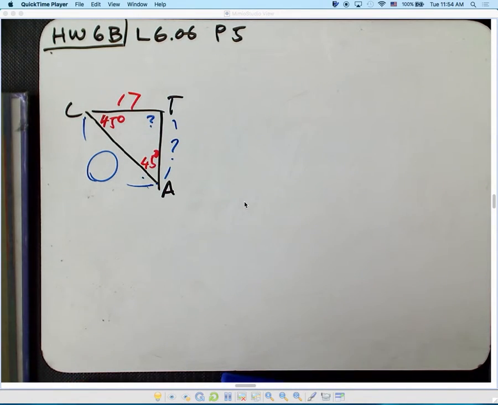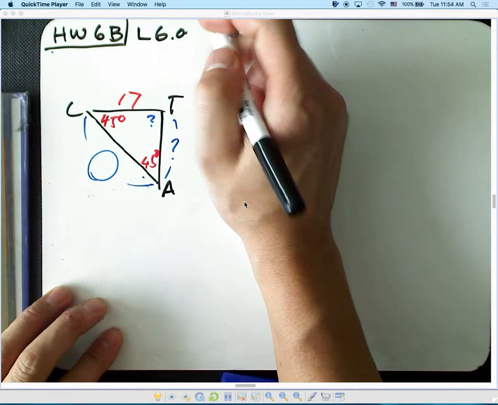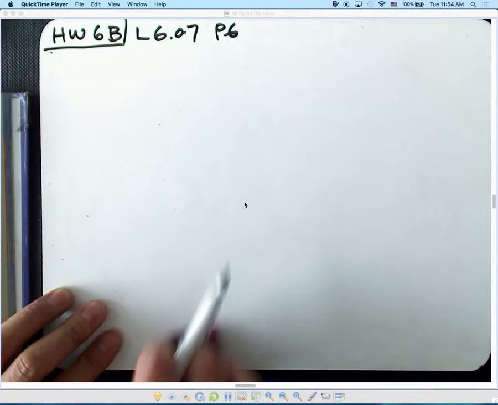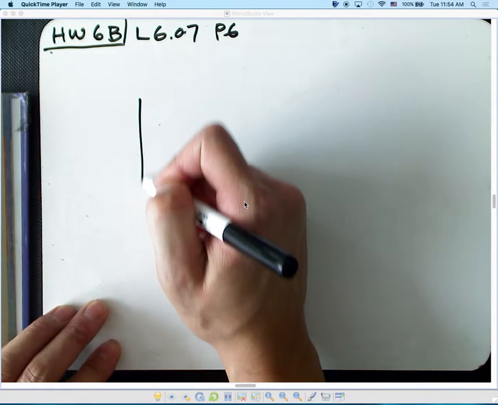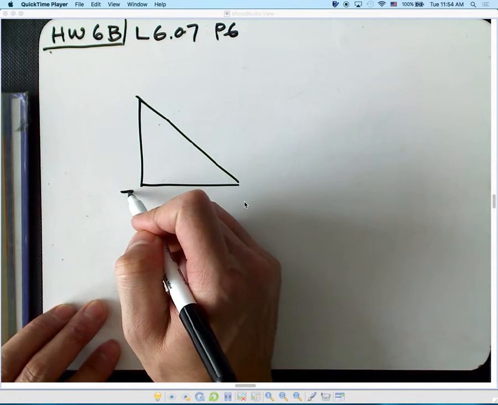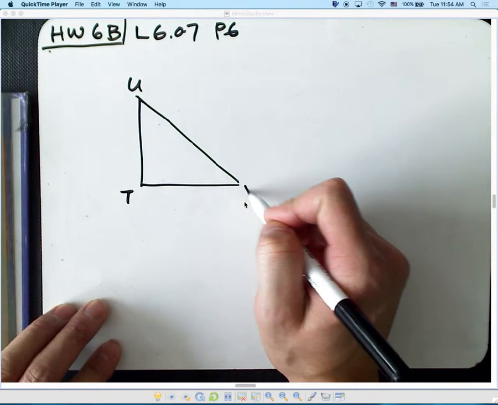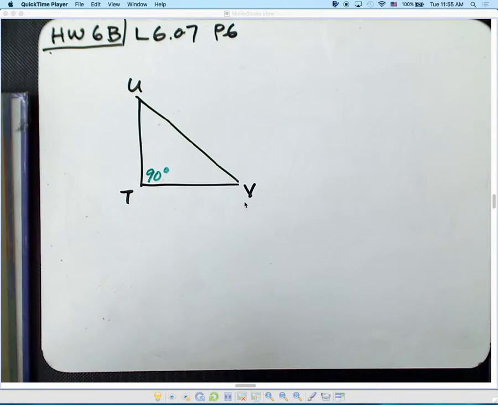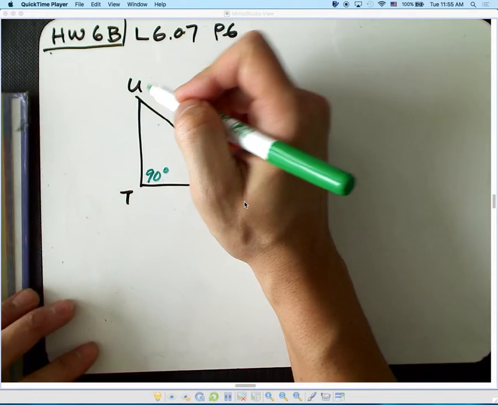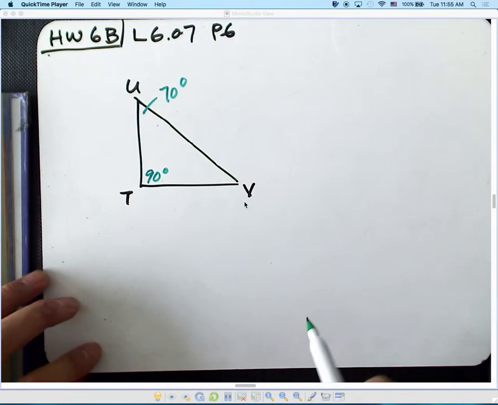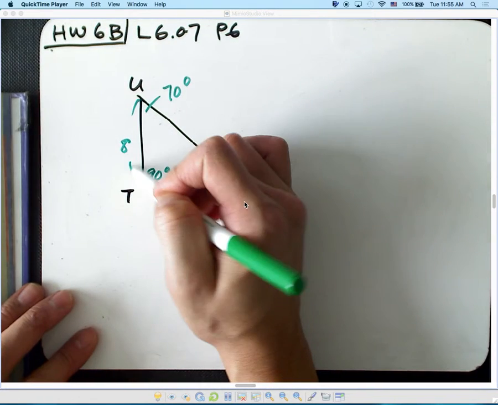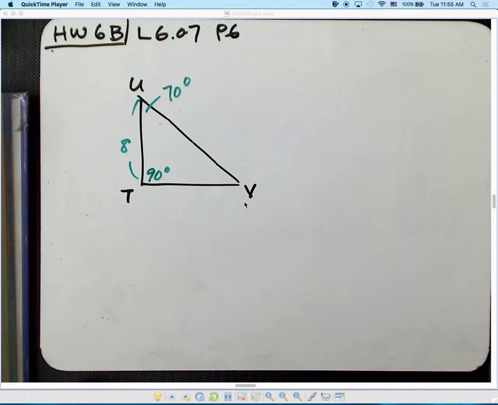Let's work on problem number 6. So problem number 6 says in triangle TUB. So let's do TUB. Okay. Measurement angle T is 90 degrees. Measurement angle U is 70 degrees. And TU is 8.